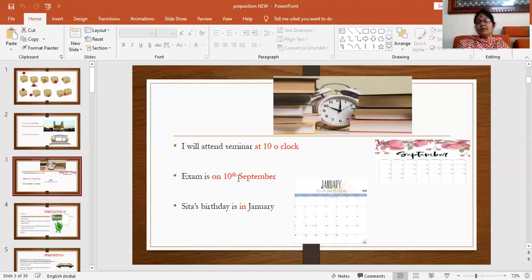Now look at this sentence. Exam is on 10th September. On is our preposition. On is used when we are talking about dates, exact dates, right? Then Sita's birthday is in January. Now for January we have used in. So in is used here for January, on is used for date, and at is used for 10 o'clock. So all are talking about time. So this is a preposition of time.